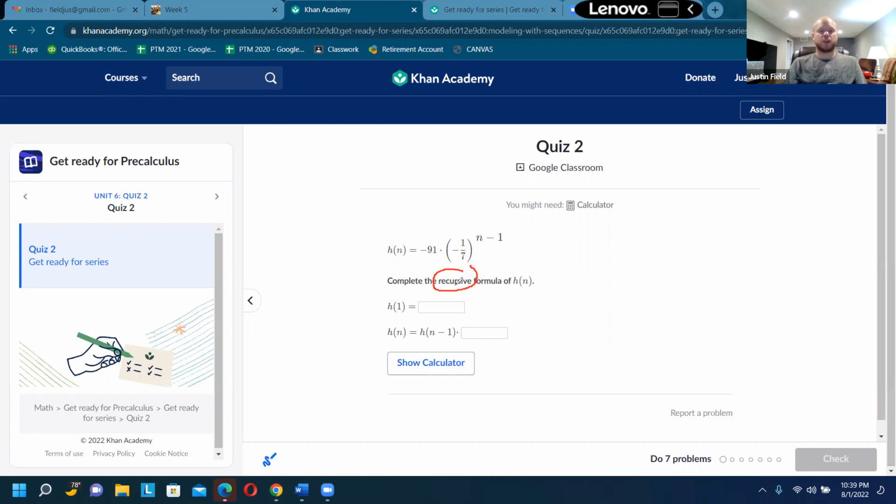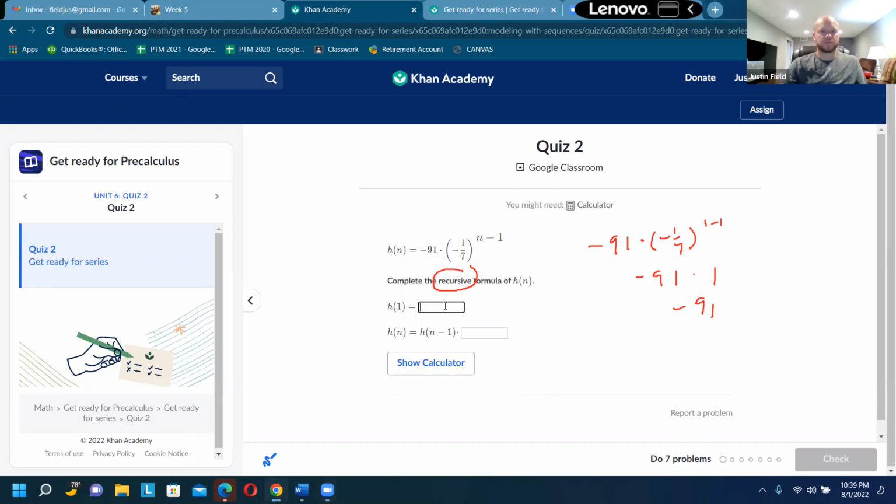So what are we doing? What is the first term of this sequence? We have the explicit formula here. So let's go ahead and substitute in 1. So negative 91 times negative 1/7 to the 1 minus 1, which would be 0. So that just makes this 1. So that makes negative 91 the first term. And how are you going to get every other term? You are going to multiply it by negative 1/7 because that is the common ratio.